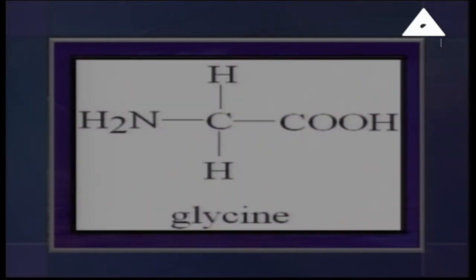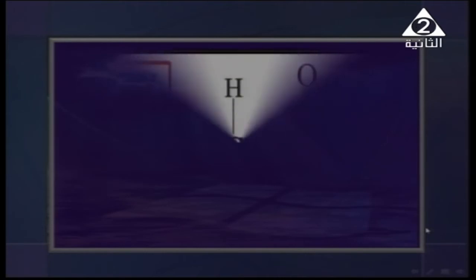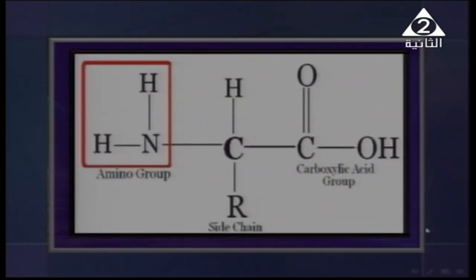This is the structural formula of glycine. The carbon atom here is attached to 2 hydrogen atoms, not like the other amino acids that have a terminal group that differs from one amino acid to another. And this is the chemical formula for the 19 other amino acids.